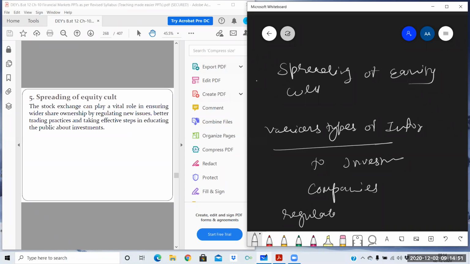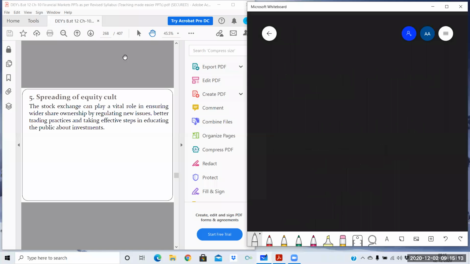So basically it provides safety, it provides different types of information, and it takes effective steps in educating the public about investments, which companies are better and which are not. Different news channels are also giving this information. So it helps in spreading the equity cult. Investors are ready to invest their money in equity shares, or the ownership shares.